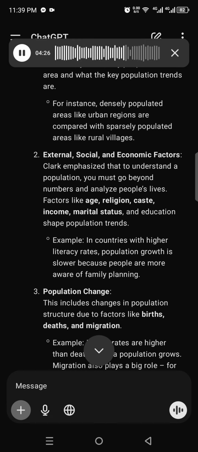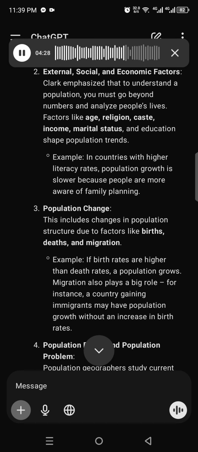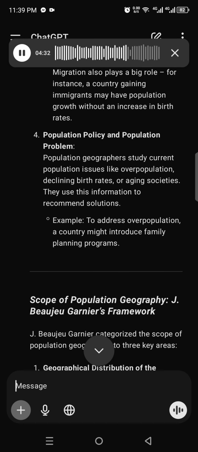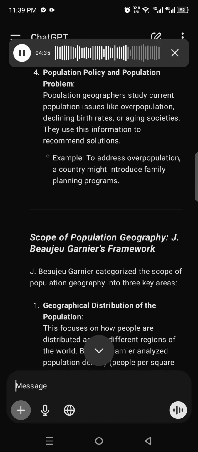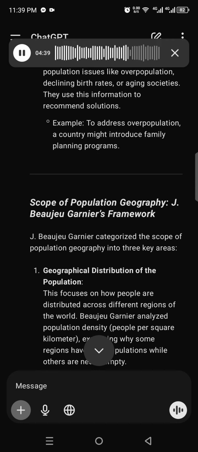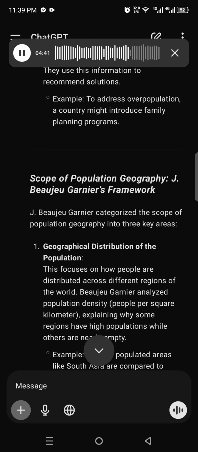4. Population policy and population problem. Population geographers study current population issues like overpopulation, declining birth rates, or aging societies. They use this information to recommend solutions. Example: to address overpopulation, a country might introduce family planning programs.